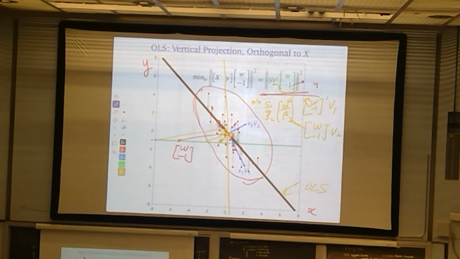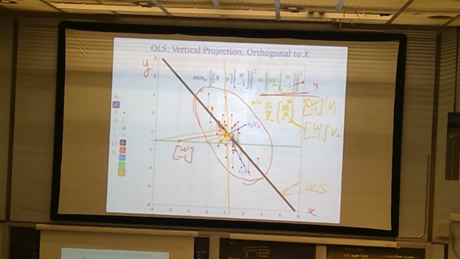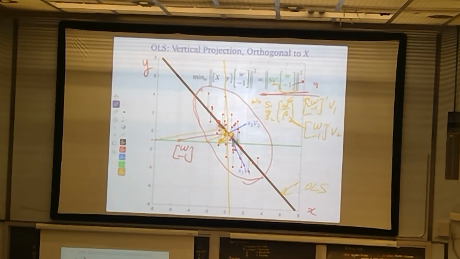Any questions? So you can see that the normal of this is almost aligning with V2, but not quite, because of this weighted thing. The weight, particularly how it's weighted.